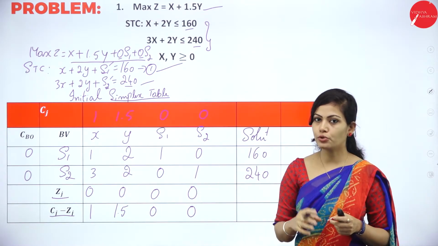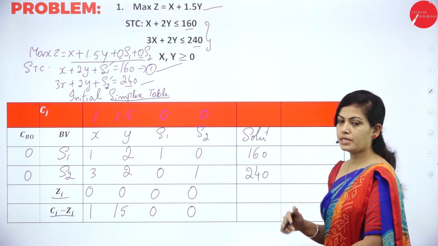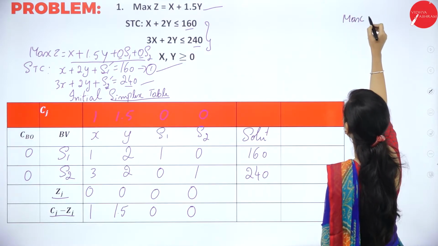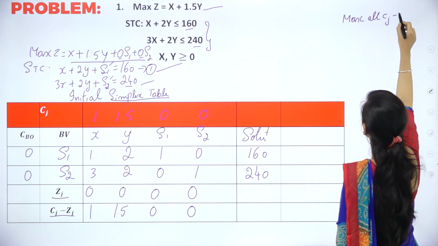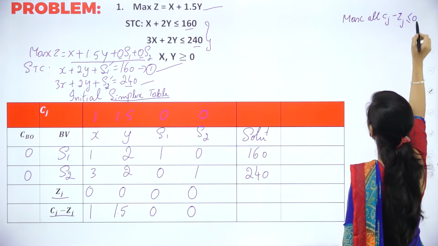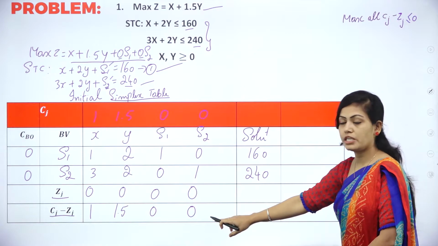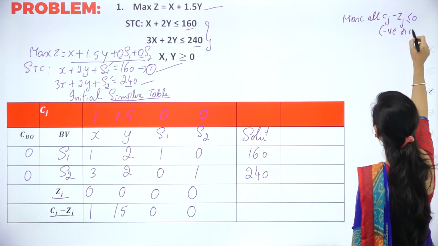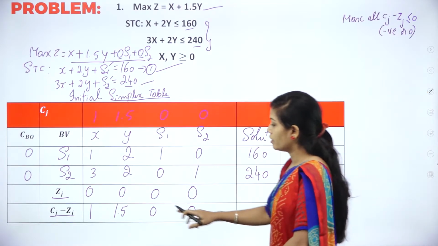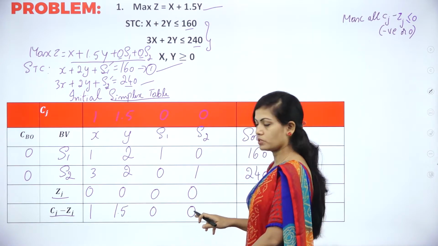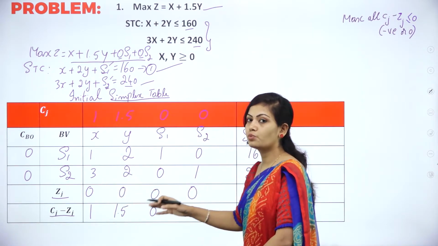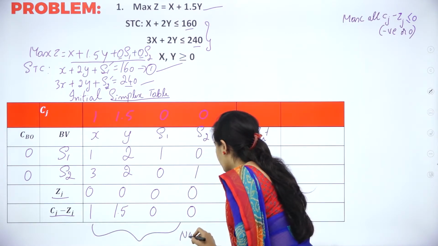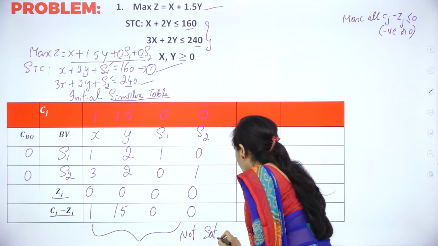In my last session, I told you about the optimality condition for maximization and minimization. For maximization, all Cj minus Zj values should be less than or equal to 0. That means they should be negative or 0. So here we have two positive values and two zeros. Here we have two positive values, which means this solution does not satisfy the optimality condition.